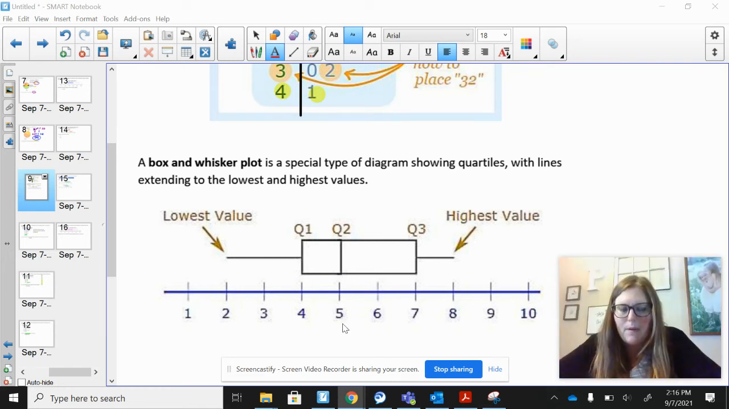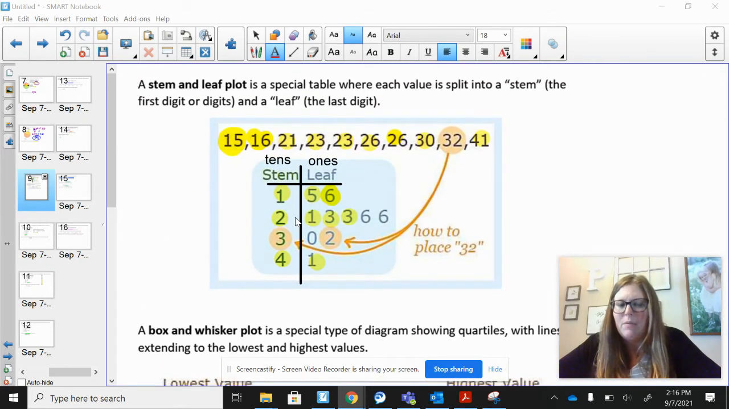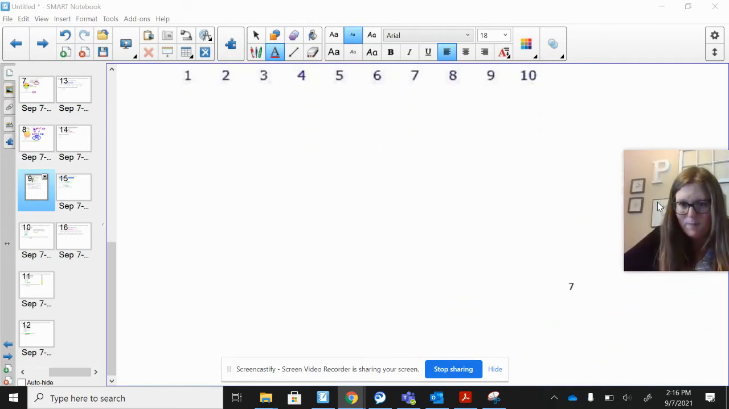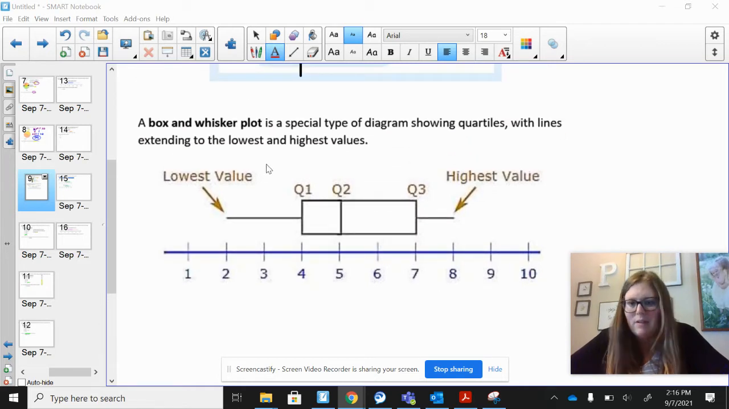Okay, the last type of graph or chart we're going to look at is the box and whisker plot. And this is just on the bottom of your stem and leaf plot page, page 7. But if we look at what this is, there's a lot of explaining to do here, but it's a special type of diagram showing quartiles. So the prefix quar meaning 4 pieces of info or chunks with lines extending to the lowest and highest values.